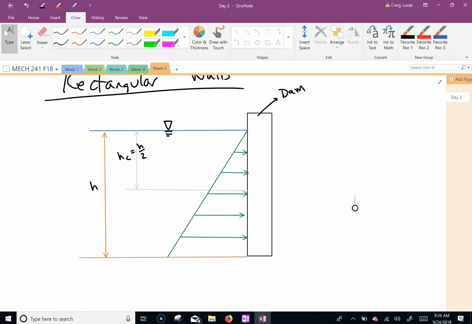So say I drew a distribution. Did I draw this green really right if I wanted to include atmosphere? I should have started a little bit over to the left, right? But that's fine, okay? So just remember, you don't have to worry about atmosphere because it acts on both sides of this dam. We only have to worry now about the rho g h. All right, good. Questions on this?